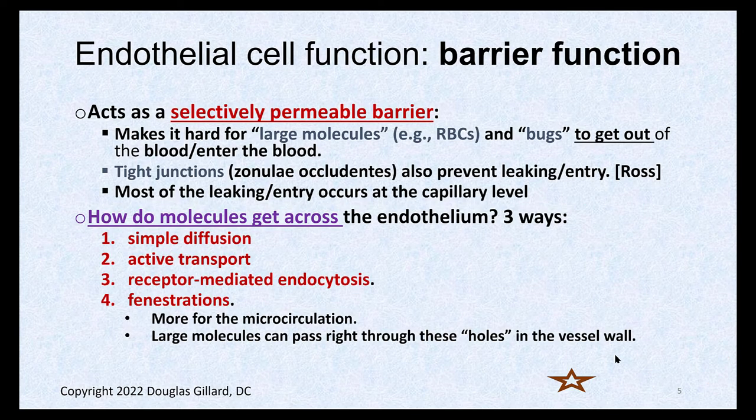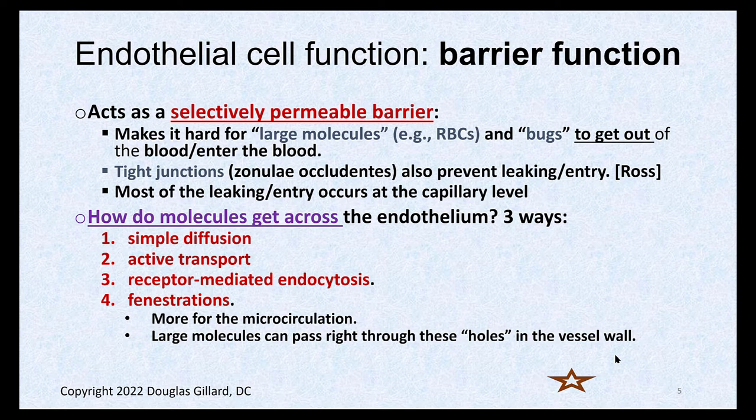Endothelial cells collectively form a selectively permeable barrier, so it's hard for large molecules like red blood cells and bugs to get out of the bloodstream. So that's important. Tight junctions, of course, are between endothelial cells, and they prevent leakage, and they prevent molecules from getting in and out as well. And if something's going to leak, it's probably at the capillary level. Remember, the capillaries only have one layer for the most part, an endothelial layer, and they have a very thin tunica adventitia.